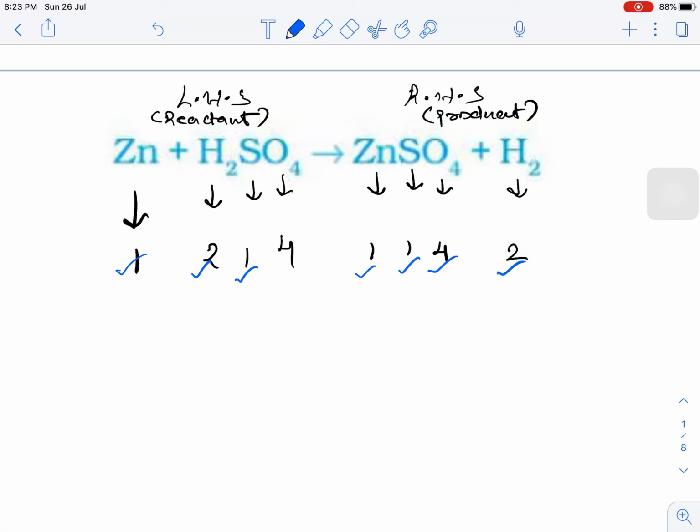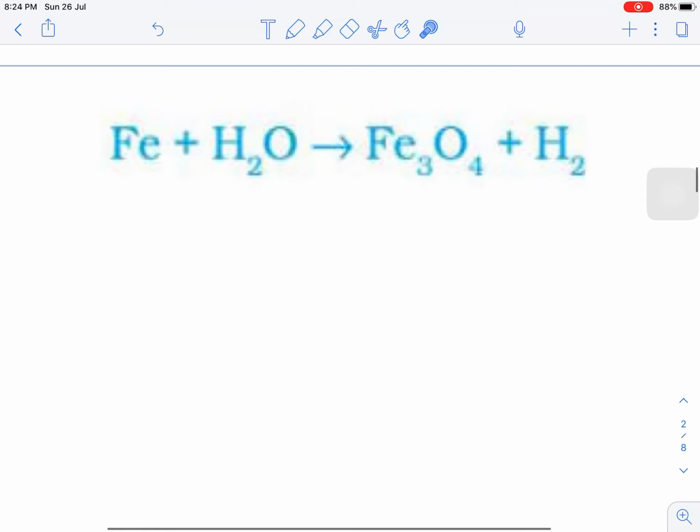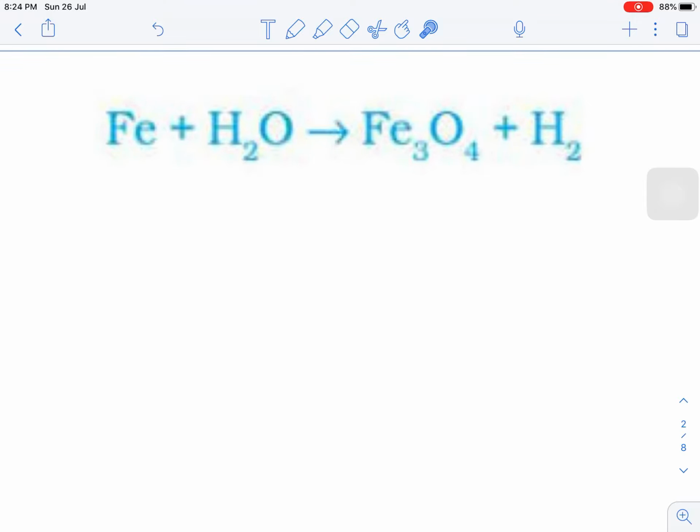So now we are not going to make any changes in the prefix. Remember, again I am telling that we are supposed to make changes only in the prefix, not the suffix. So now this one is a completely balanced reaction. Now let us consider another chemical reaction. Now I think it will be easy for you to identify how many atoms are present.